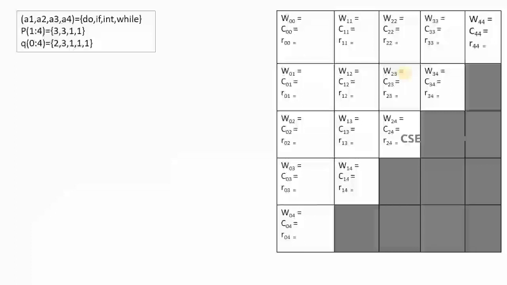I'll take an example first. I have been given 4 words, do, if, int, while, that is A1, A2, A3, A4. The probability of successful search is from 1 to 4, because 4 words are there, and for unsuccessful search it is 0 to 4.